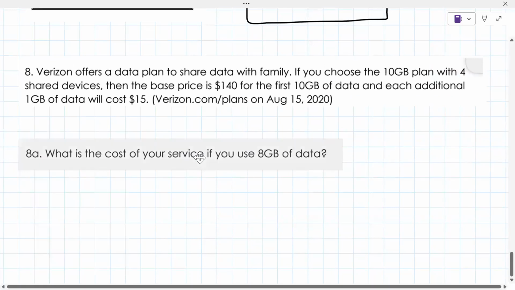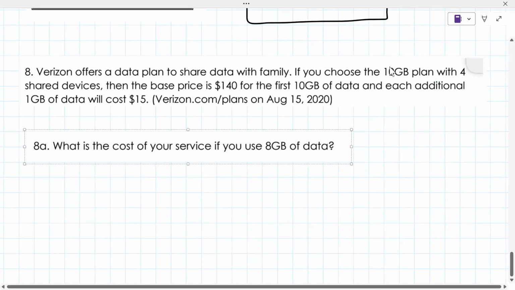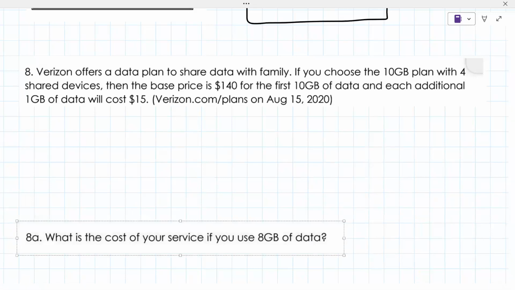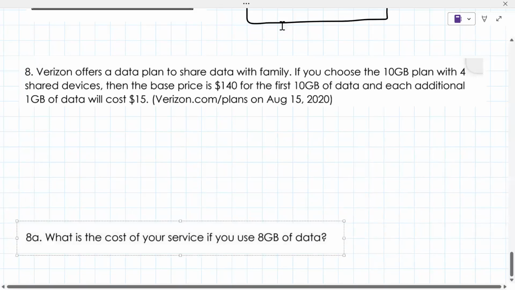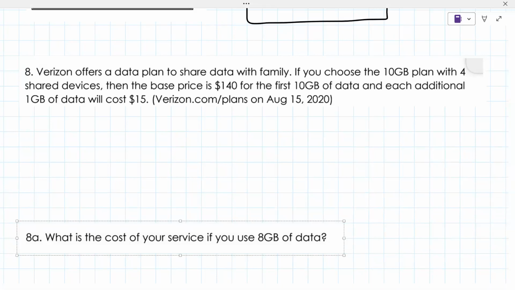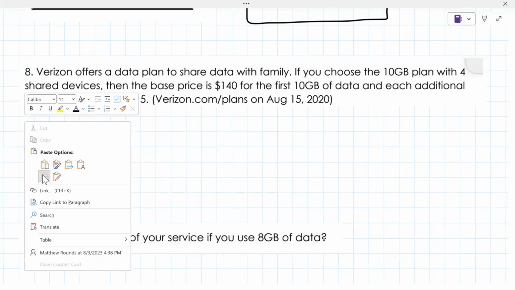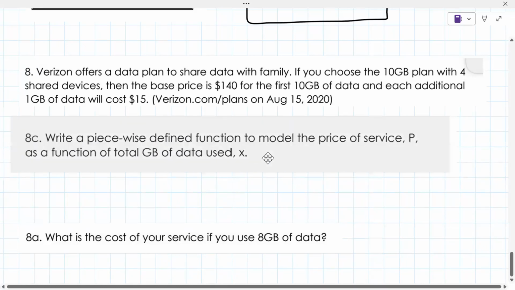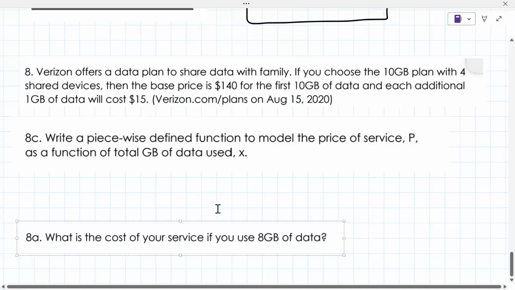All right, so Verizon offers a data plan to share data with family. If you choose the 10 gigabyte plan with 4 shared devices, then the base price is $140 for the first 10 gigabytes, and each additional 1 gigabyte of data will cost $15. So actually, the first thing here is to write the piecewise function, which is C. For some reason, they don't have you do that first, but I think that's actually the better one. So let's do that first.